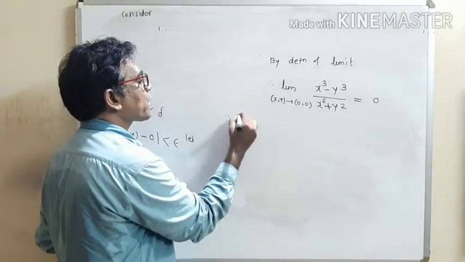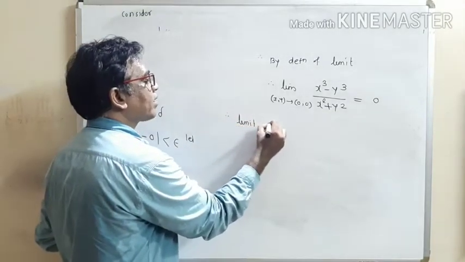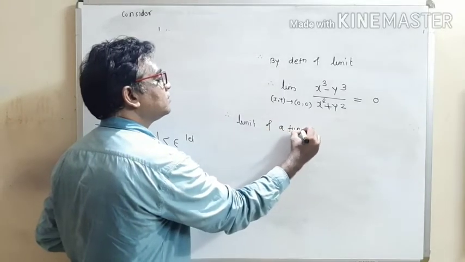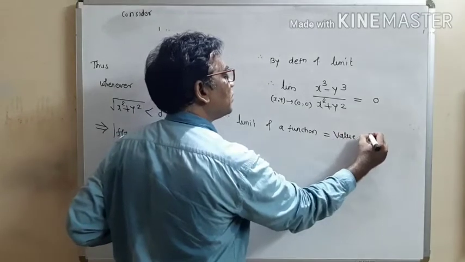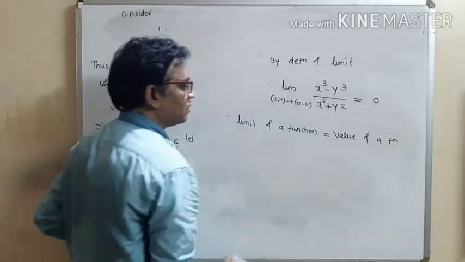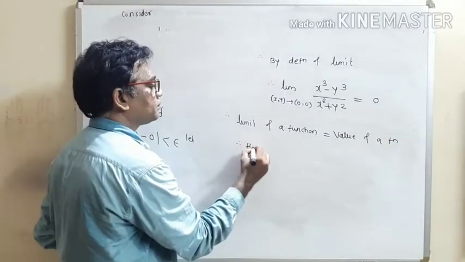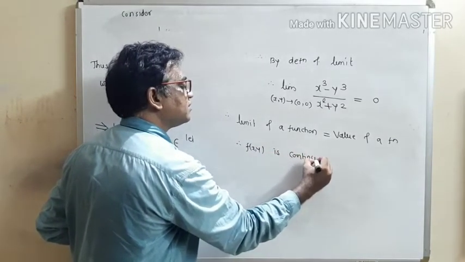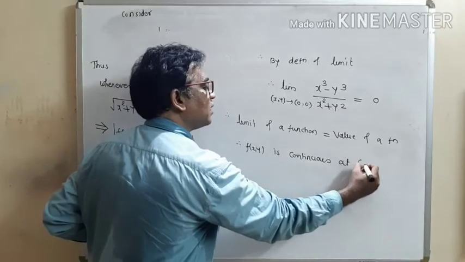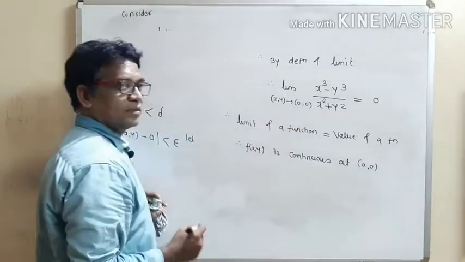So write down the conclusion. Therefore, the limit of the function is equal to the value of the function. Therefore, f(x,y) is continuous at (0,0).